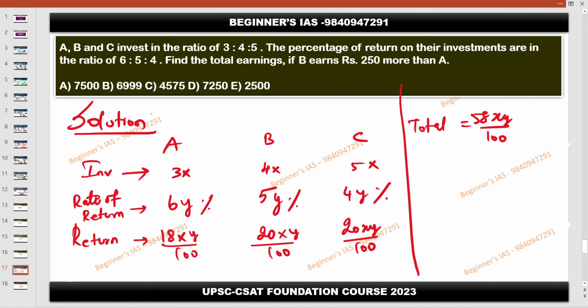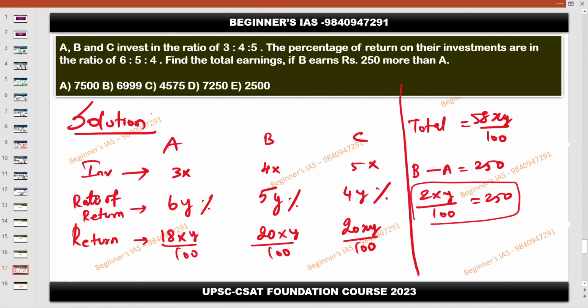So what is the thing provided here? B earns more. Therefore B minus A is equal to 250. Yes or no? Yes, sir. So therefore what is B minus A here? 2xy by 100 is equal to 250. Then 2xy is equal to 250. For 2 it is 250, for 58 it will be 7250. Correct.